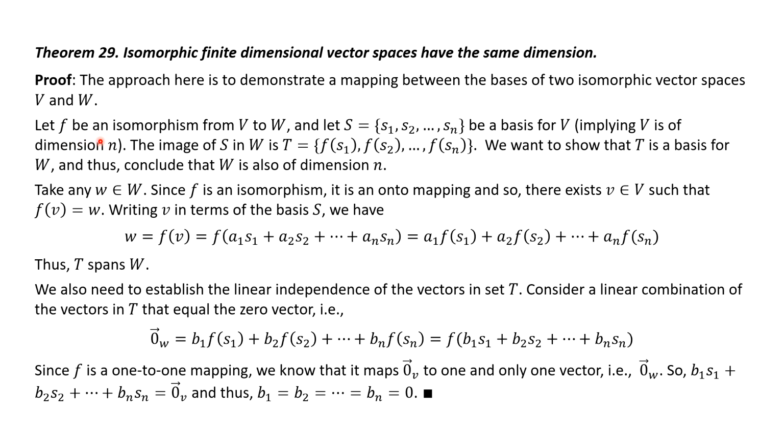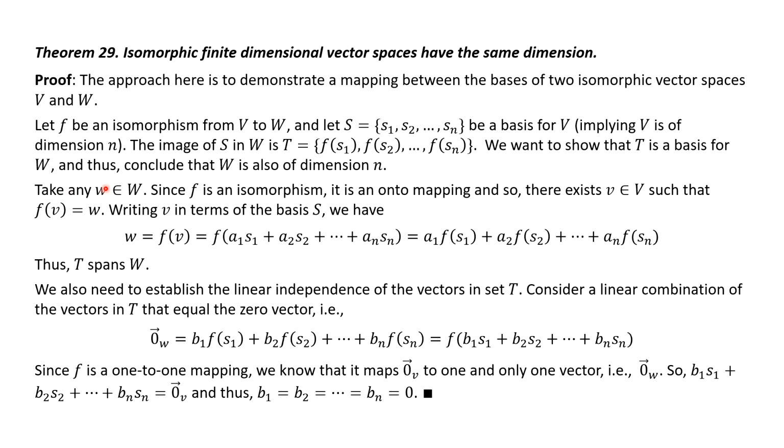The image of S in W is the set T, F evaluated at each one of these vectors. We want to show that T is a basis for W, and then we can conclude that W is also of dimension n, which would prove our theorem. So we have two things to prove. First, that we have a spanning set, and then that we have linear independence.